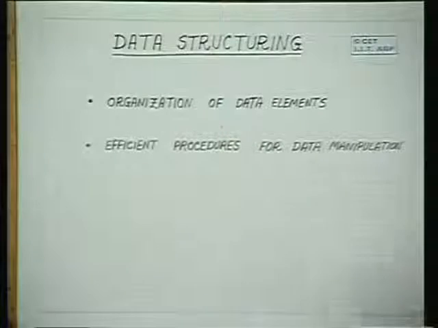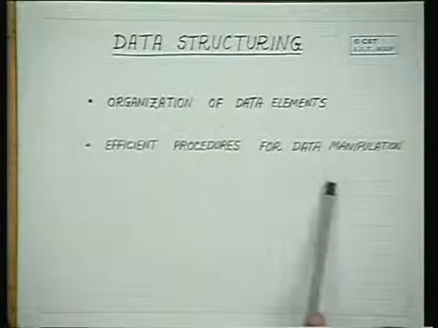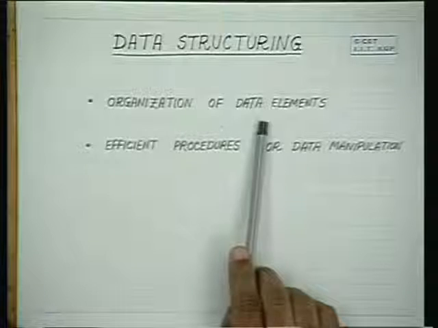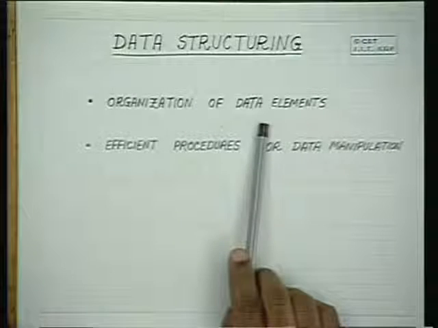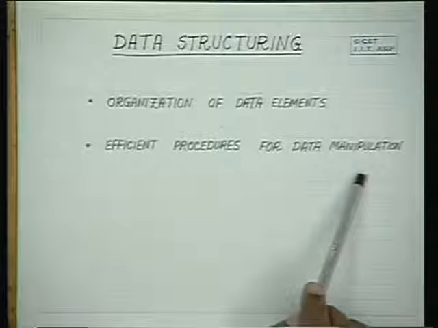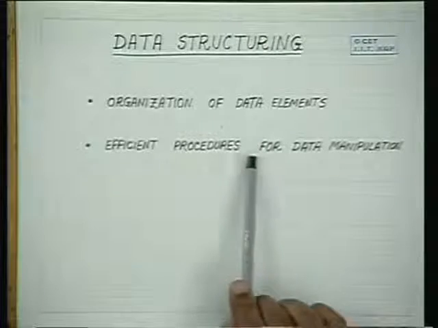So what is data structuring, which is today's topic? Data structuring consists of two things. One is organization of the data elements, and two, efficient procedures for data manipulation. So how we will organize the data elements, how we will store them, and how we will efficiently write manipulation routines on them. And both are interlinked, and we shall first see some examples of problems which are pure data structuring problems.